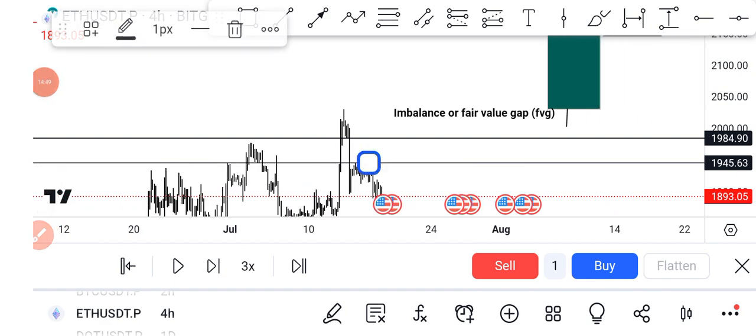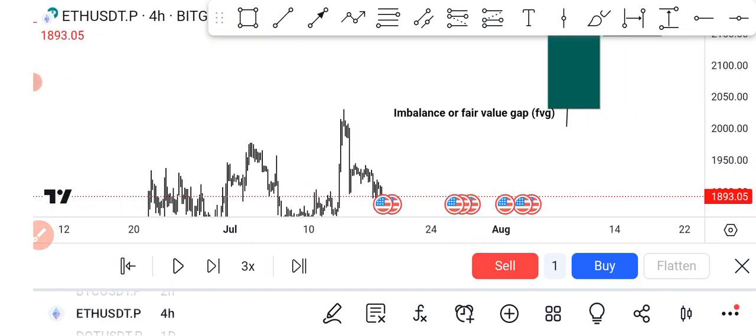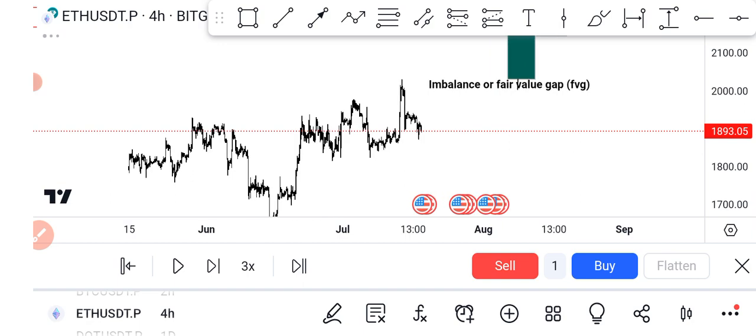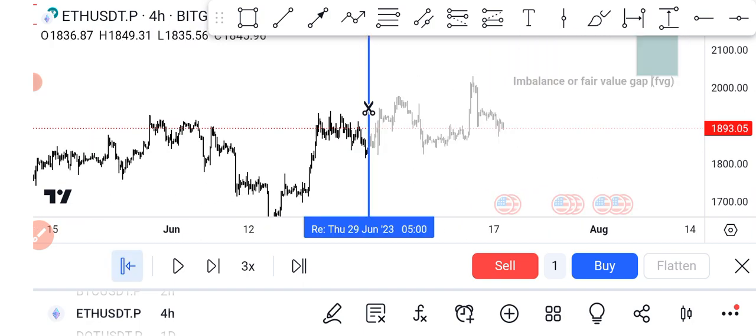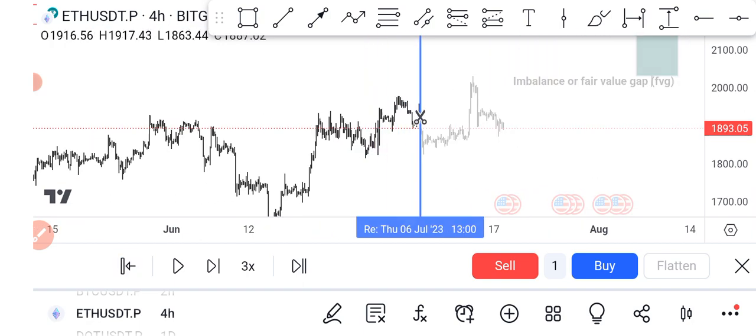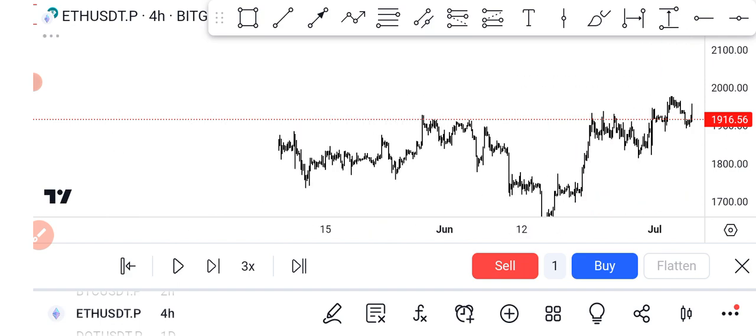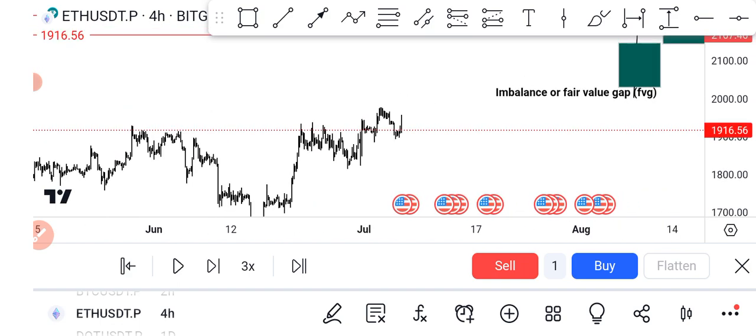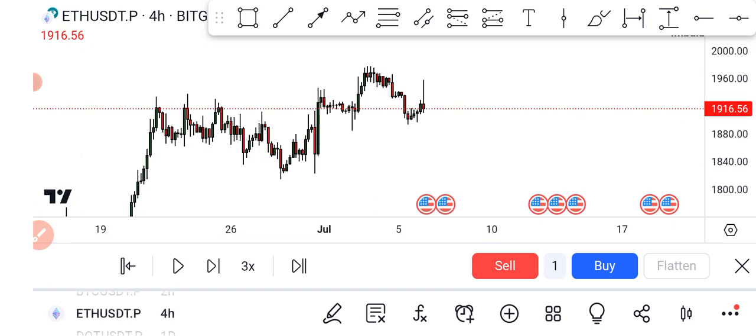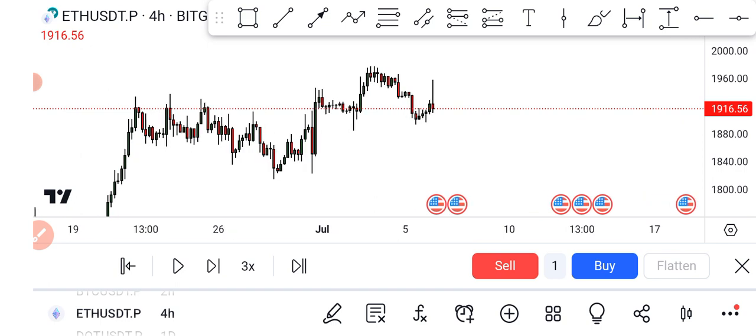So let me delete this one. Okay, so this is it here. Let's analyze this market to see if we can get the point of interest. All right, so follow me as I analyze this market. Let me show you practically how you can work with imbalance. So now look at this particular market.